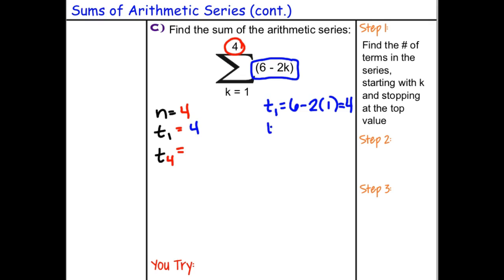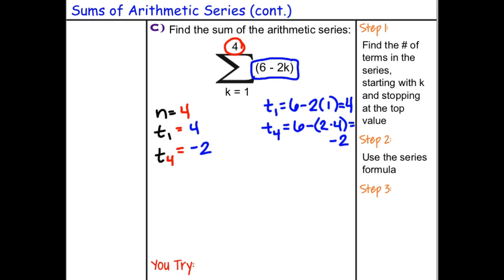Then I'm going to find term 4 because that's our stopping point. And we take 6 minus 2 times 4. Well, 2 times 4 is 8. 6 minus 8 is negative 2. So as you see, this one is a decreasing one. Now we've gotten those values.